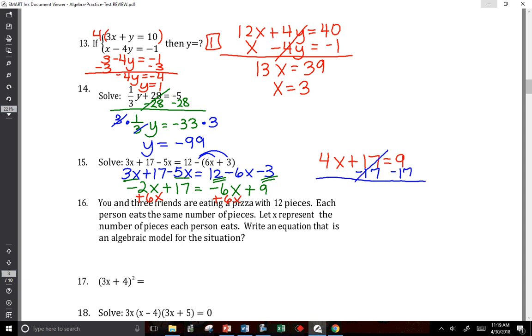Okay. You and 3 friends are eating a pizza with 12 pieces. Each person eats the same number of pieces. Let x represent the number of pieces each person eats. So write an equation that is an algebraic model for the situation, an equation where you would solve for x. 4x equals 12? You and 3 friends. So isn't it 3x equals 12 to figure out that x is 4? Is it 4x because it's you and 3 friends? Oh, that's 4 people? Yeah, very good. Sorry, I didn't even see that. Good catch, Alec. Thank you.